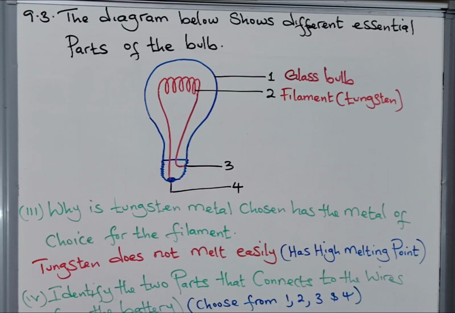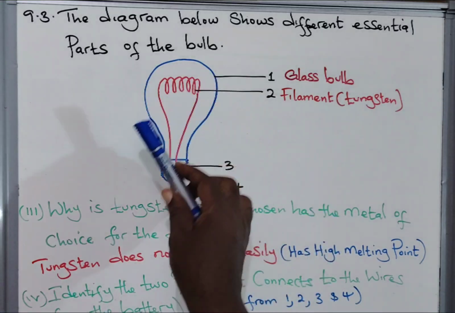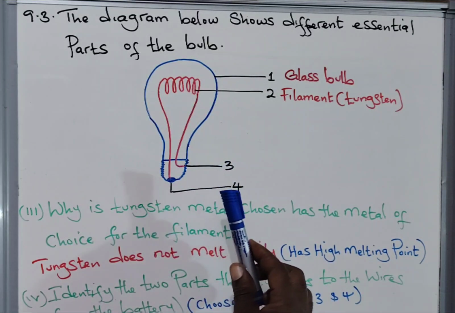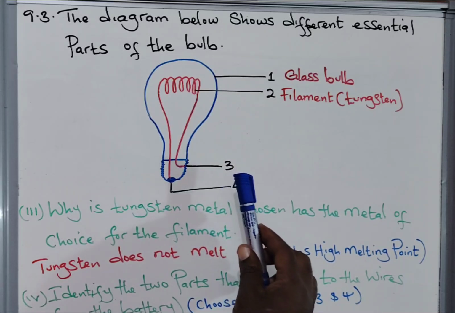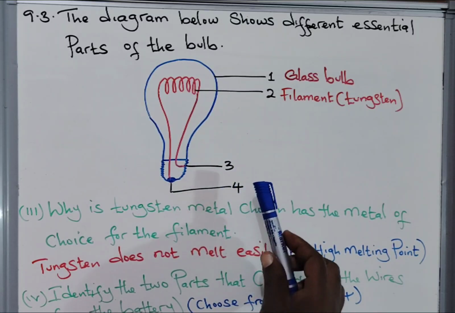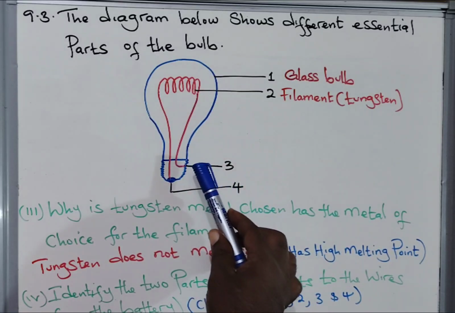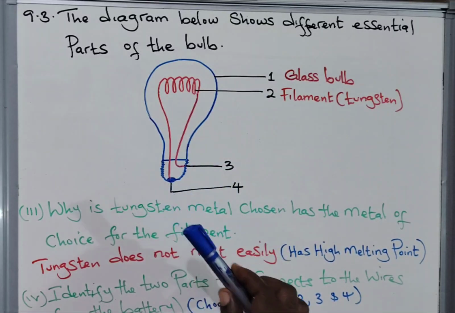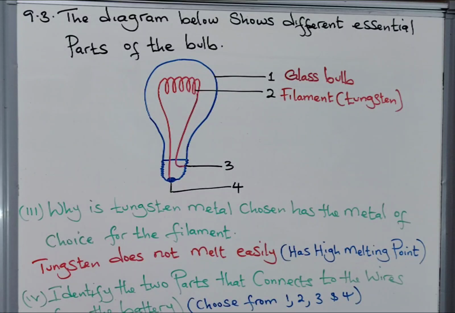Then we come to this one. It says, identify the two parts that connect to the wires from the battery. On this bulb, which parts connect to the wires coming from the battery? The parts are 3 and 4. We call them terminals. These are the terminals which join to the wires coming from the battery.